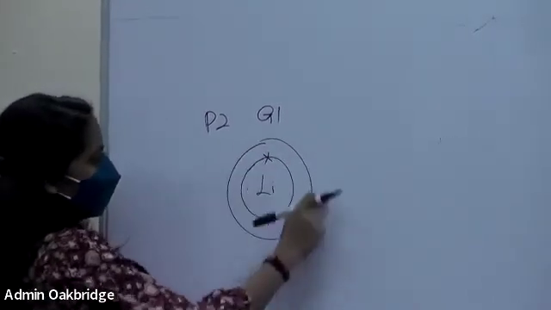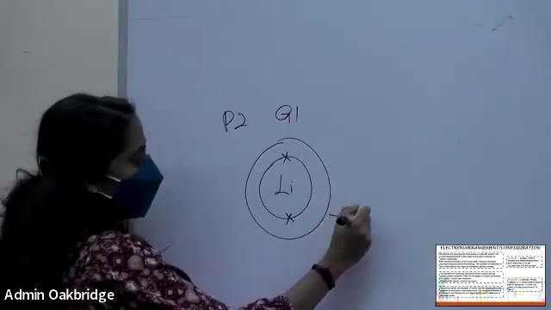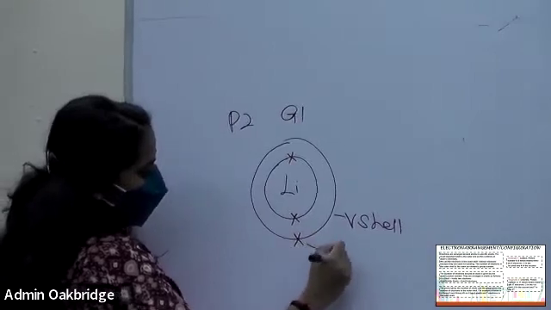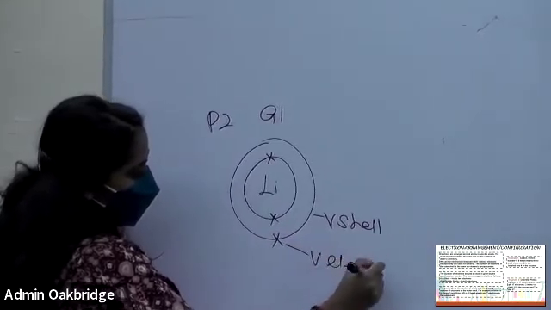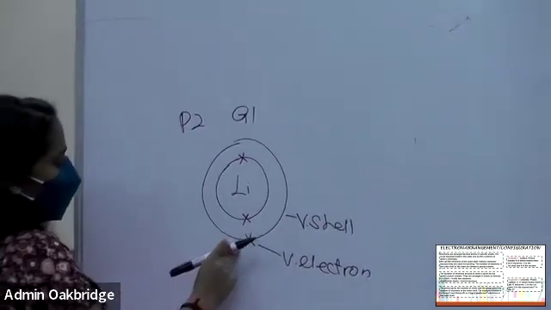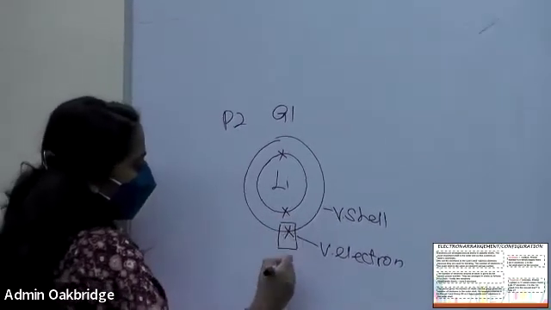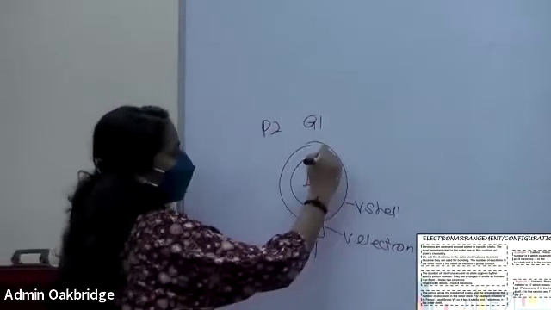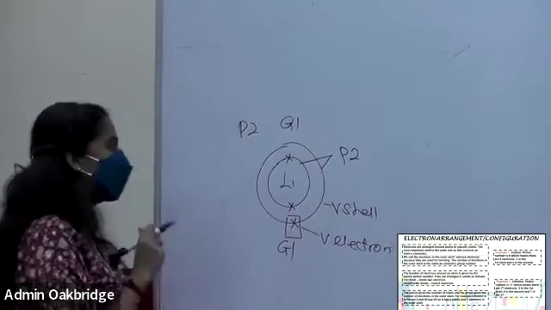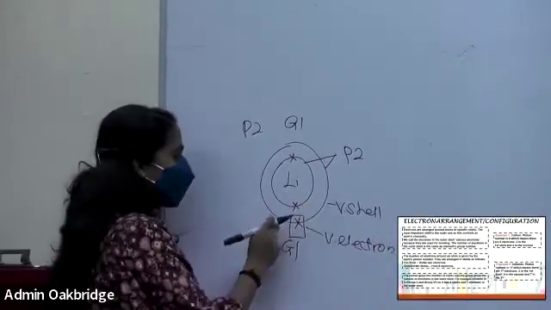And my second shell is my valence shell, and the electron in it is my valence electron. This one indicates my group 1, and the 2 indicates my period 2. So that's why I have 2 shells and 1 valence electron.